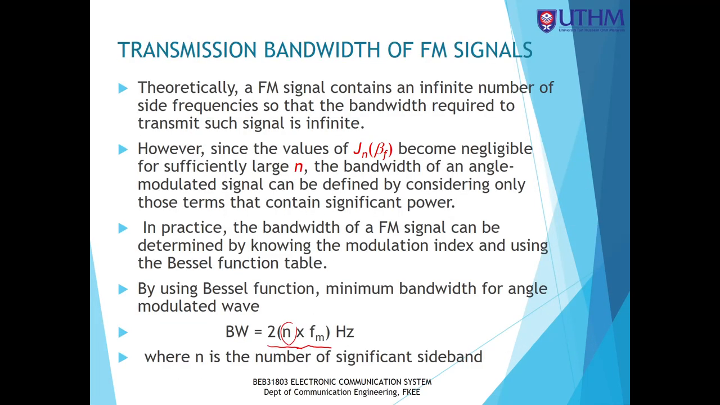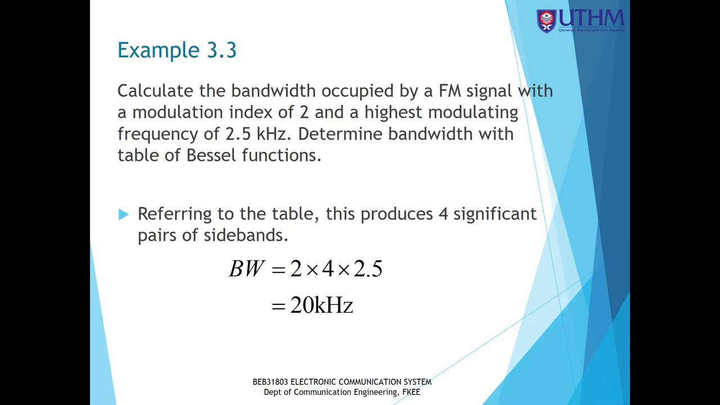So this is how we calculate the Bessel bandwidth. In this example, calculate the bandwidth occupied by an FM signal with a modulation index of 2. So beta f is equal to 2, and the highest modulating frequency is 2.5 kilohertz. The highest fm value is 2.5 kilohertz.